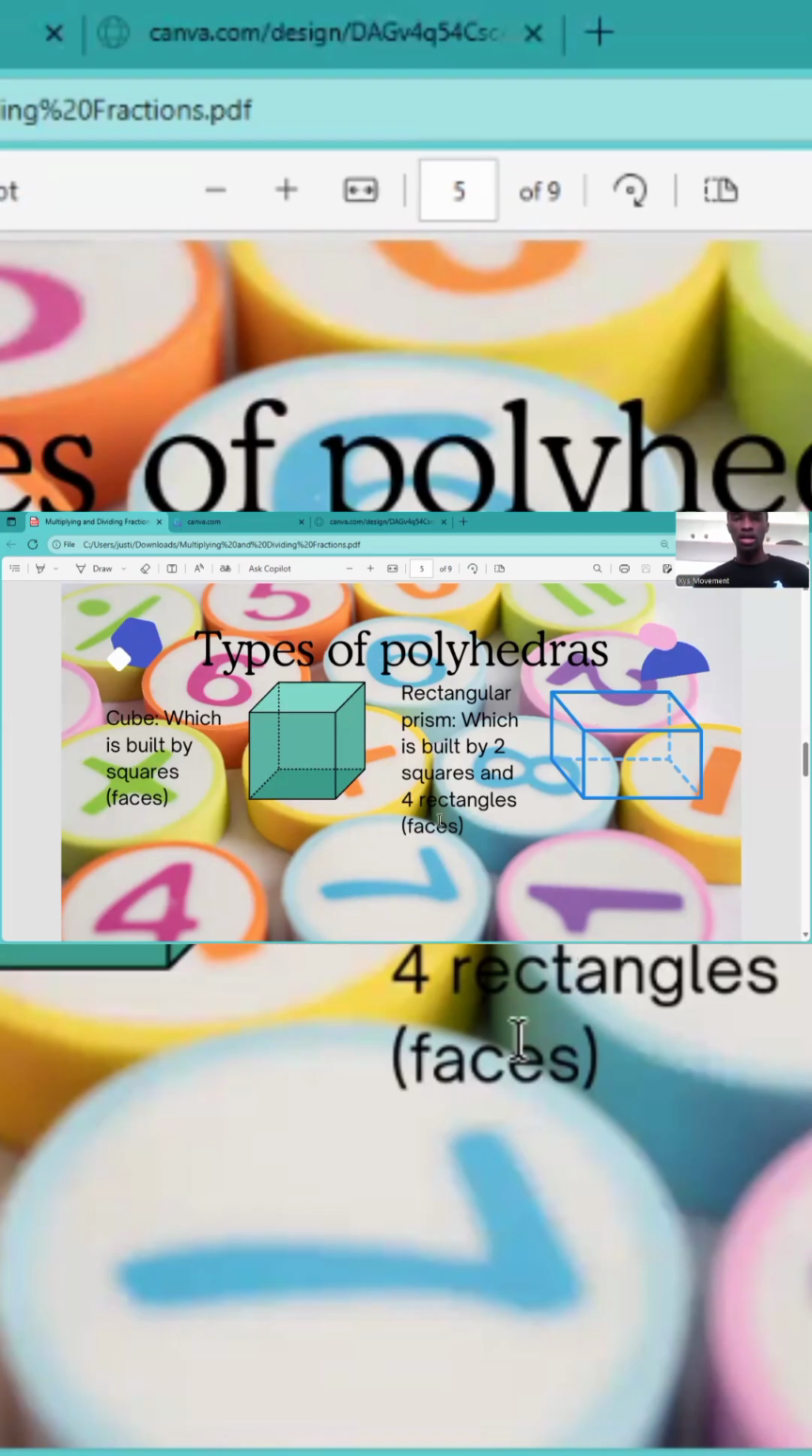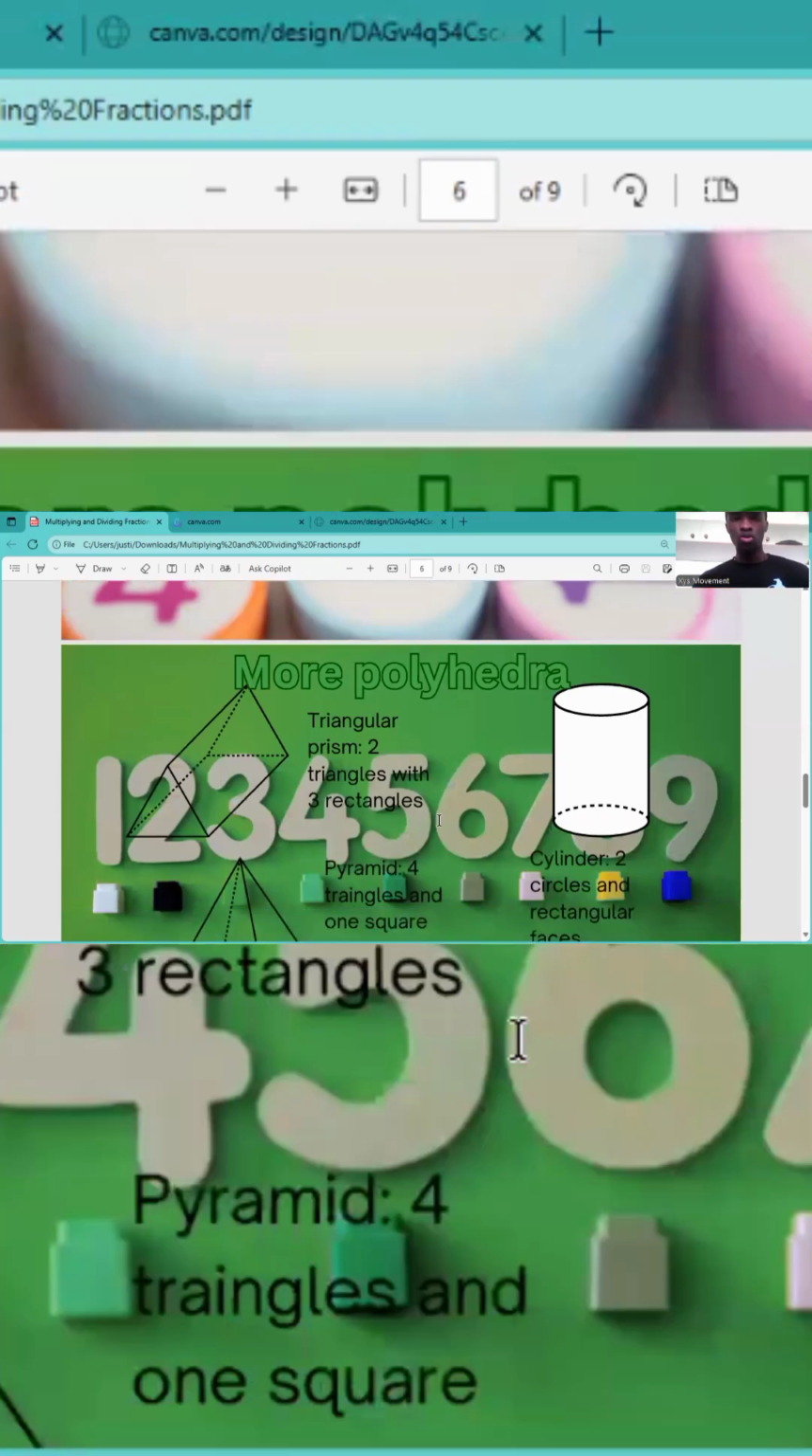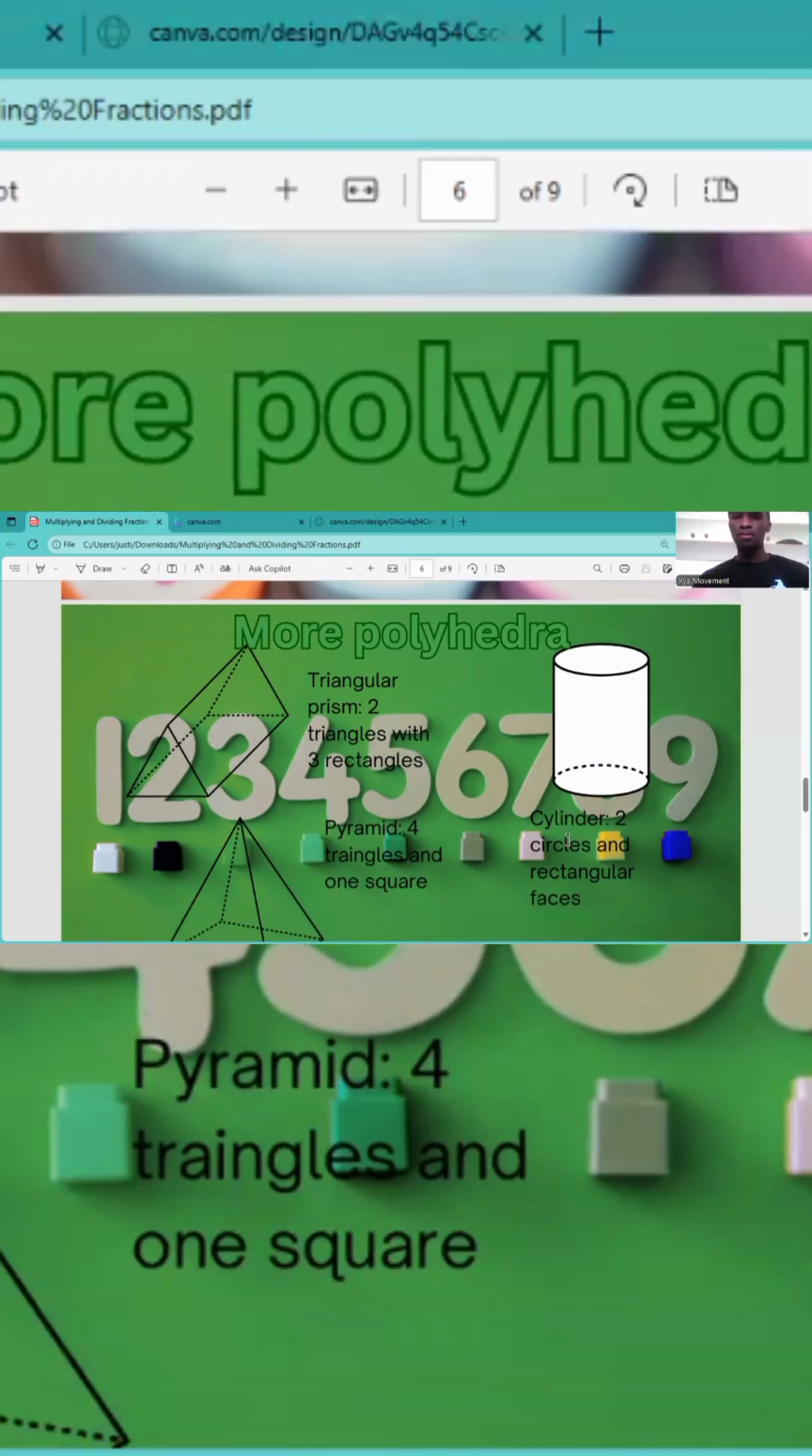As we continue, we have more polyhedrons. The third one in this instance is a triangular prism. A triangular prism is made out of two triangles, which is this one, and three rectangles, which are at the bottom, at the front, and at the back. Then we have a cylinder. A cylinder is like a cup, or a toilet roll.